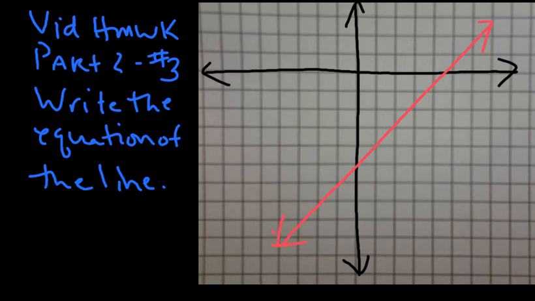Okay, here is the second part of video homework. You're going to write the equation of the line. Remember, you're going to find the slope. So look for some points that you can tell for sure are on the crisscross, and then find the y-intercept. Then write the equation.